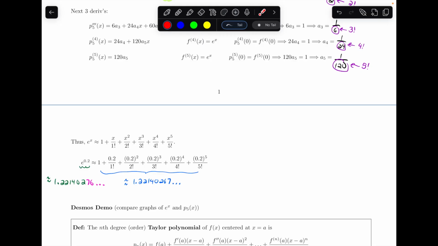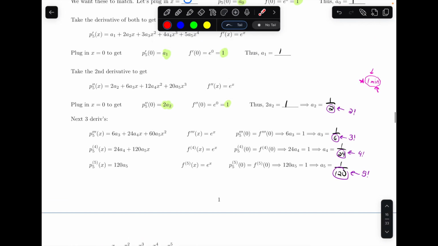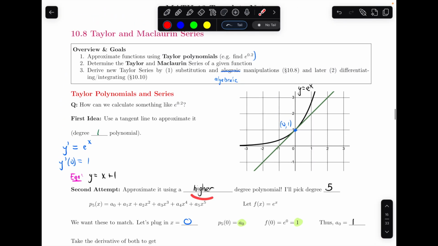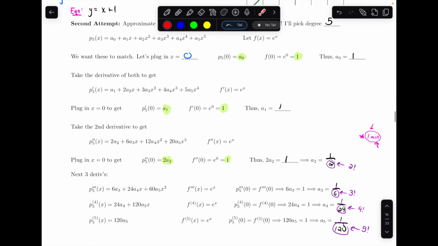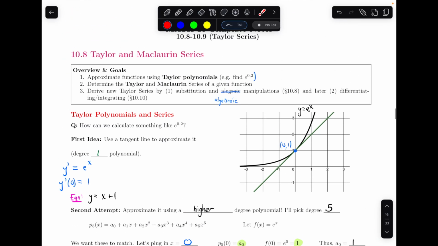So there's a couple reasons why I would expect something like this to be a pretty good estimate. One is I'm using a higher degree polynomial, and matching all these derivatives of my polynomial with the derivatives of the original function, it's more closely matching how this polynomial curves and sort of hugs this e to the x graph. And then the other reason why it's pretty good is that 0.2 was really close to this point I was using, 0, this like reference point I was matching on. And the closer it is, generally the better the approximation.